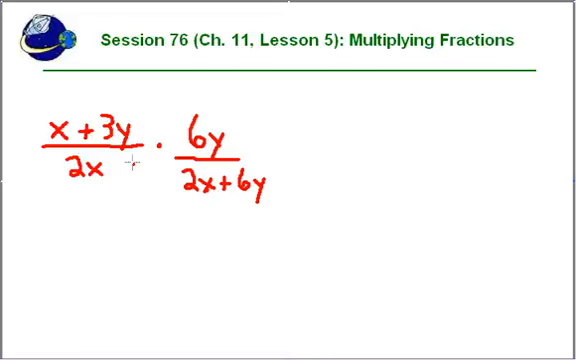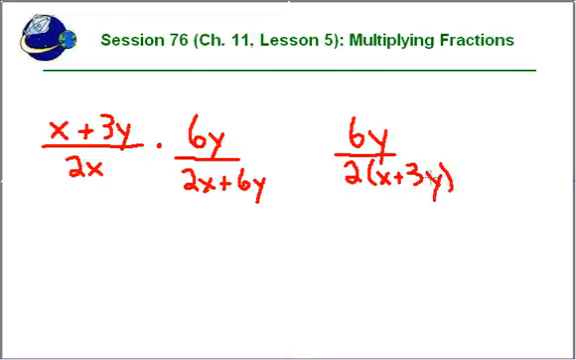So let's go ahead and take a look at what we have here. X plus 3y over 2x times 6y over 2x plus 6y. If we come down here to the bottom, we can see that there is a common factor between 2x and 6y. The common factor is not the x and the y, because those are different variables, but if you take a look at their coefficients, both 2 and 6 have a common factor of 2. So what I'd like to do here is to rewrite this second fraction as 6y over 2 times x plus 3y.